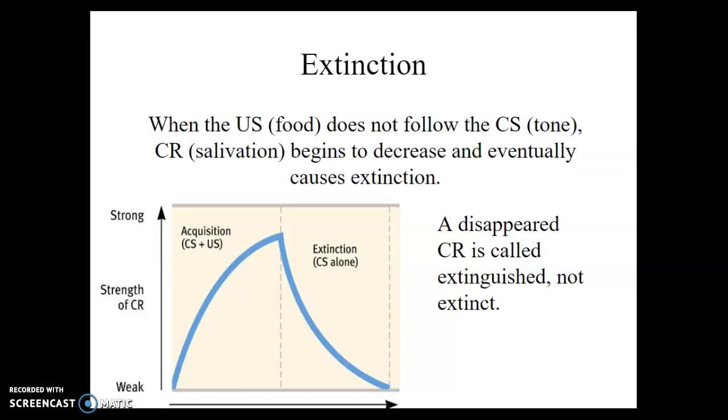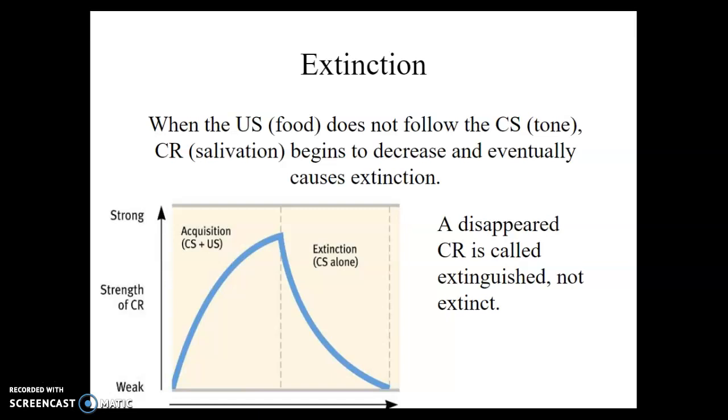It is when the unconditioned stimulus does not follow the conditioned stimulus, and the conditioned response begins to decrease and eventually causes extinction. A disappeared classical response is called extinguished, though not extinct. So let's put this in real life terms. We've given Pavlov's dogs the food, they salivated: unconditioned stimulus, unconditioned response.